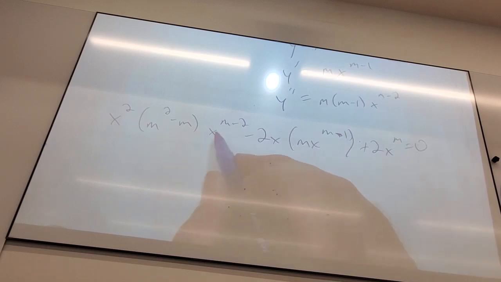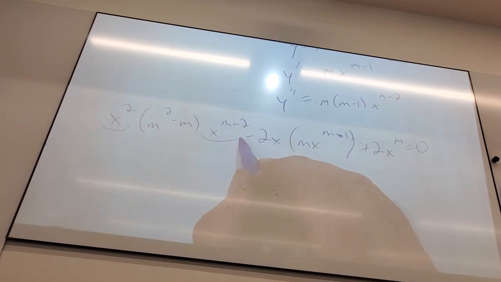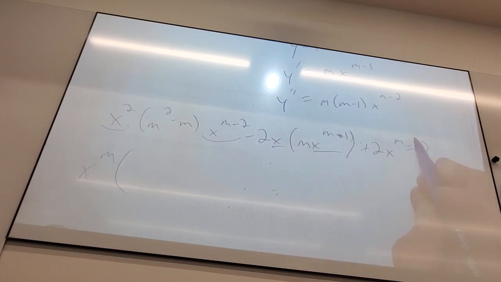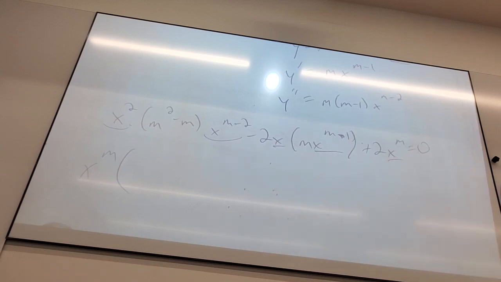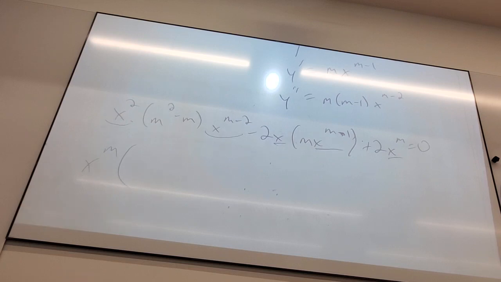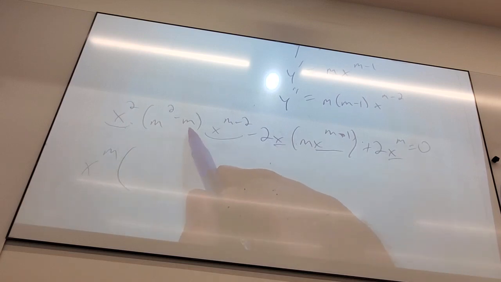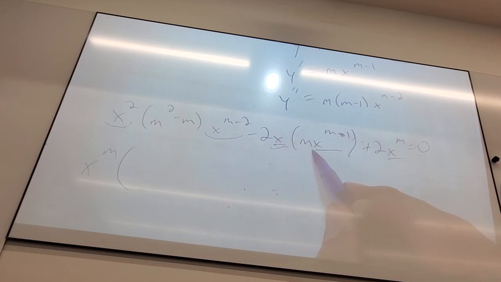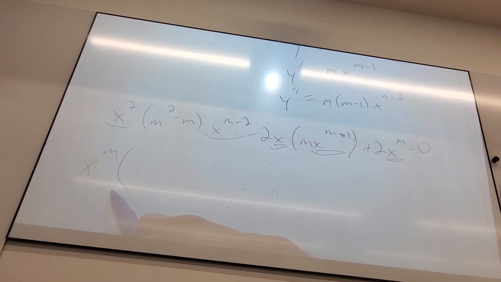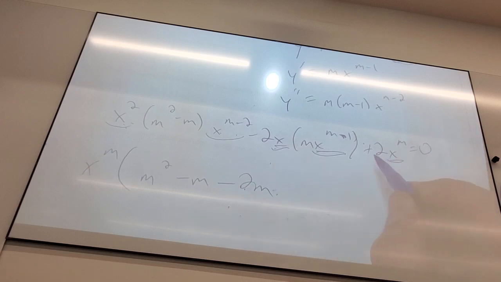Don't I get all of these fill in these? So don't I get a bunch of x to the m's for every term? Yes? You guys with me? You guys see that? This will be x squared times x to the m minus 2. Is that x to the m? This will make x to the m. This is x to the m. So I can factor x to the m out. And then I get m squared minus m minus 2m plus 2.